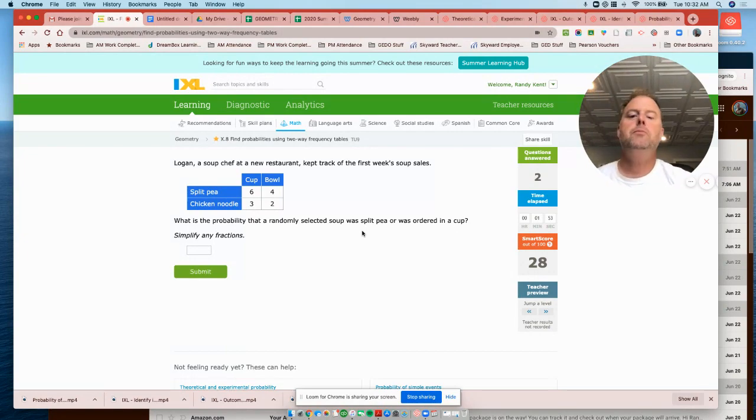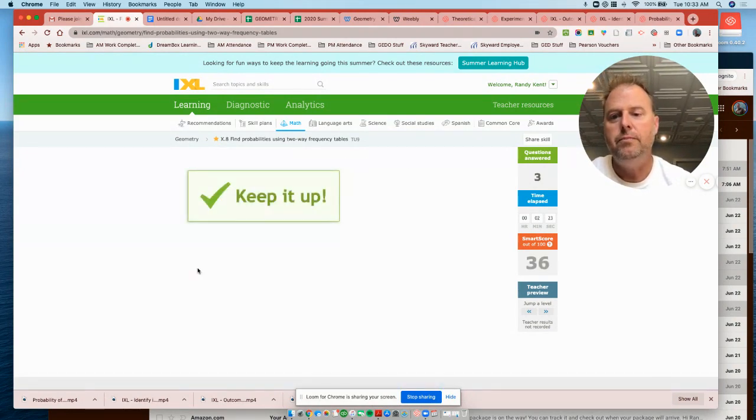So if I look at split pea, it looks like it was 10. Okay, so we have 10 split pea. How many ordered in a cup? We have 9. But again, that 6 is repeated here. So the 3 boxes we're dealing with here, because we don't care about the chicken noodle bowl, we only care about split pea or in a cup. So I add the 3 together. 6 and 4 is 10 plus 3 is 13. So that'd be 13 out of 15 because we have 15 total choices here. So 13 out of 15.